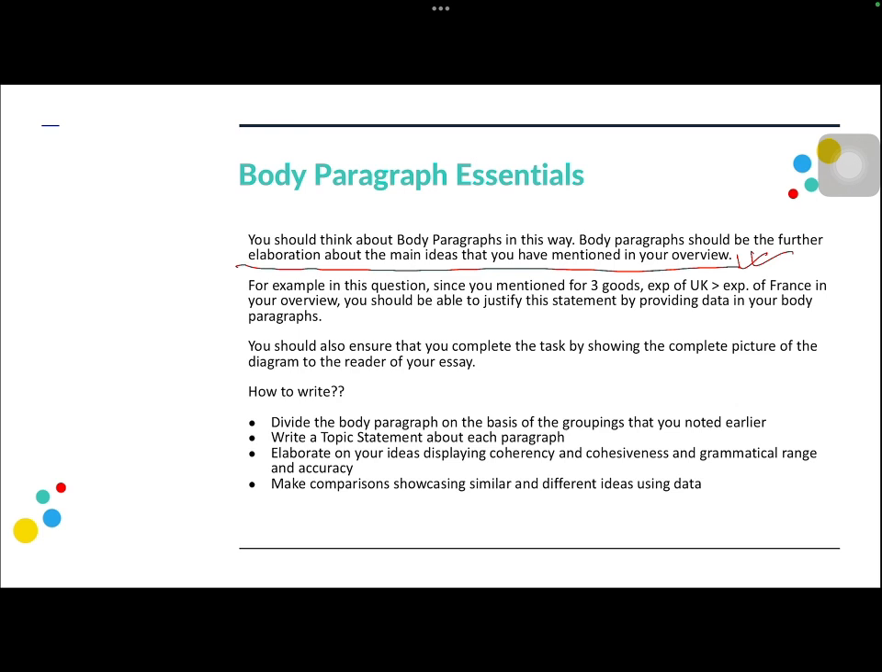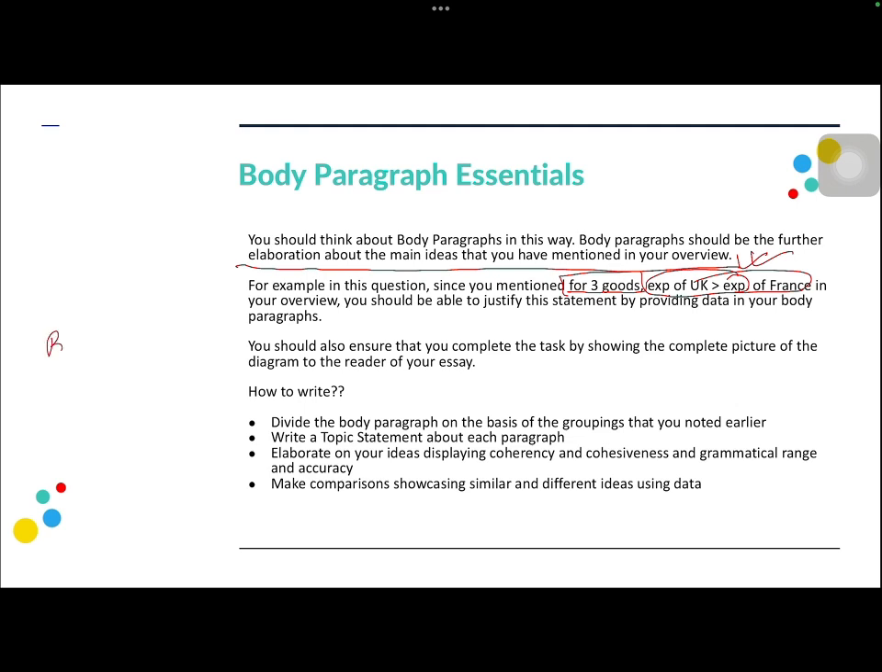Another important thing: according to the groupings we made while taking notes, you should decide which group I talk about in the first paragraph and which group in the second. Now in this case, we had decided that for the first 3 goods, the expenditure of the UK was greater than the expenditure of France, and for the remaining goods it was the other way around, right?